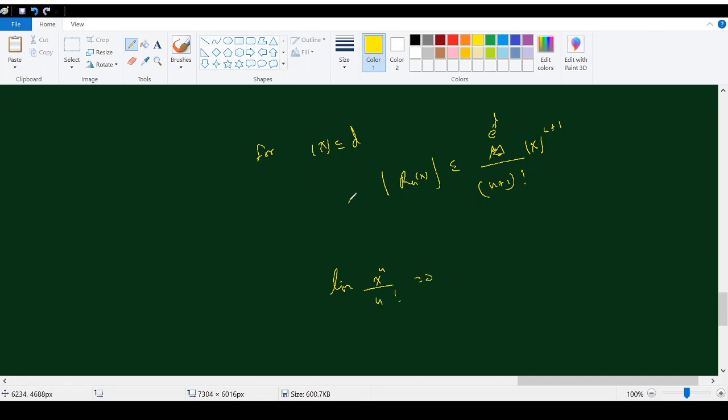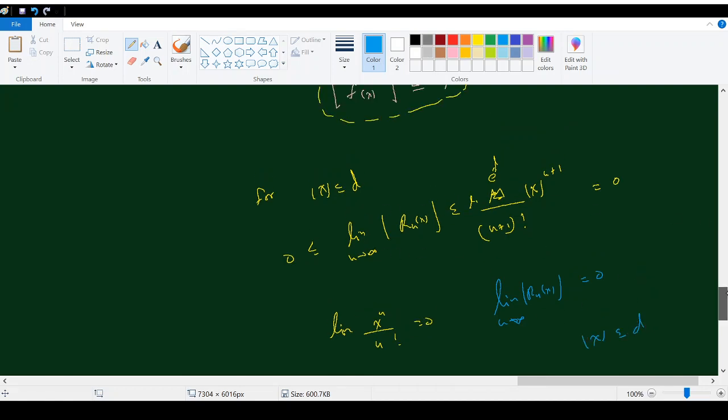So when you take the limit on both sides, since you have this format in here and this is a constant, this limit will go to 0. Therefore, since this is also greater than or equal to 0, from the squeeze theorem, we can safely say that the limit of Rn will go to 0 for our chosen x values.